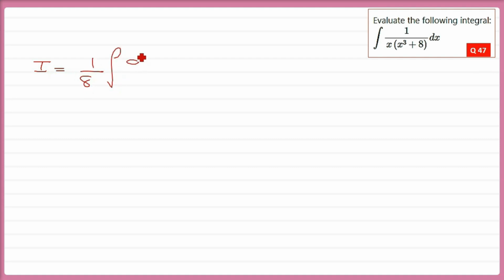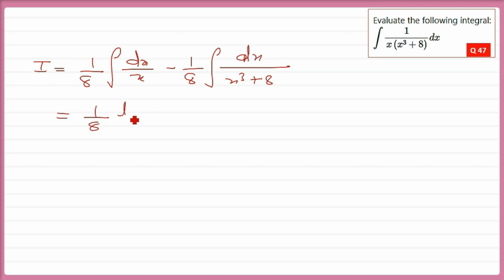1 by 8 integration of dx divided by x, negative 1 by 8 for b, and then integration of x cube plus 8 in the denominator and dx in the numerator. The first term you are quite clear about: 1 by 8 log modulus of x. Now you'll ask the question, dx divided by x cube plus 8, how are we going to do that?